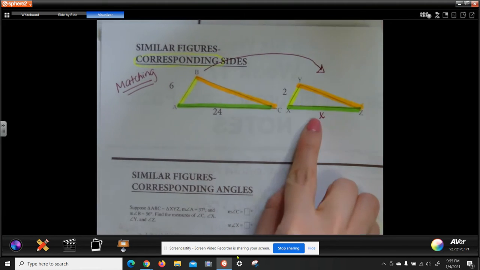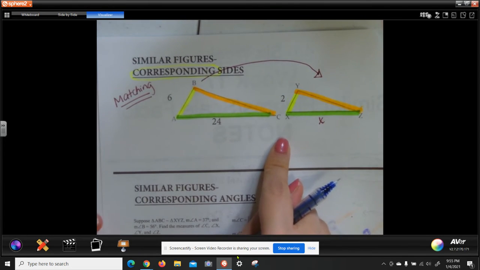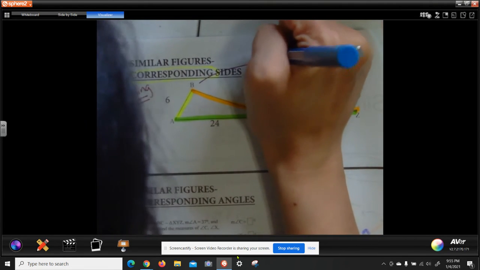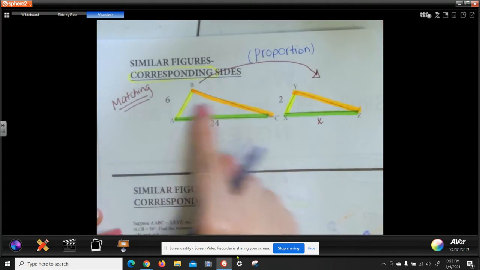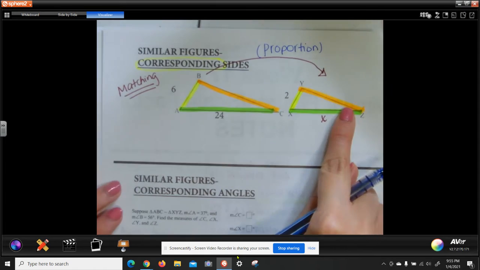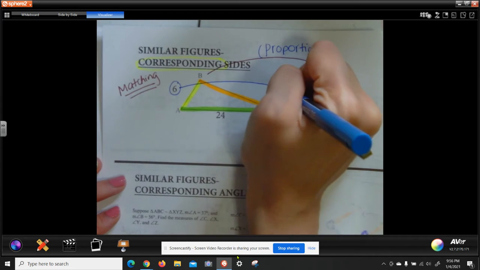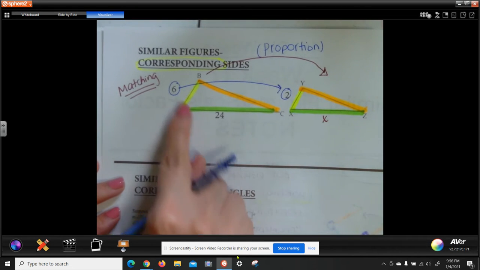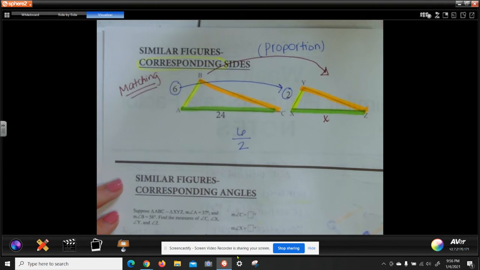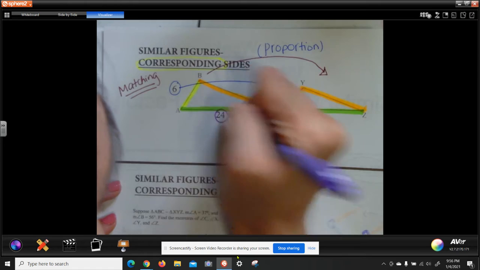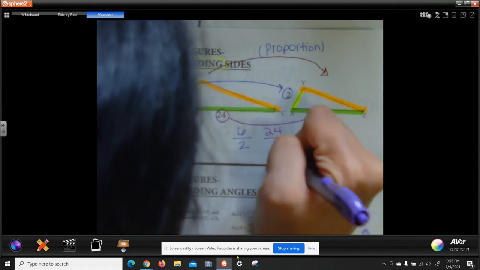But to find the missing side, we are going to need to set up our proportion. That's why we do our matching sides, our corresponding sides. So we're going to get 6 with 2. You're going to go from left to right and draw an arrow so you can see what direction we're going. So 6 and then 2. And then we're going to go again from left to right, 24 with X.